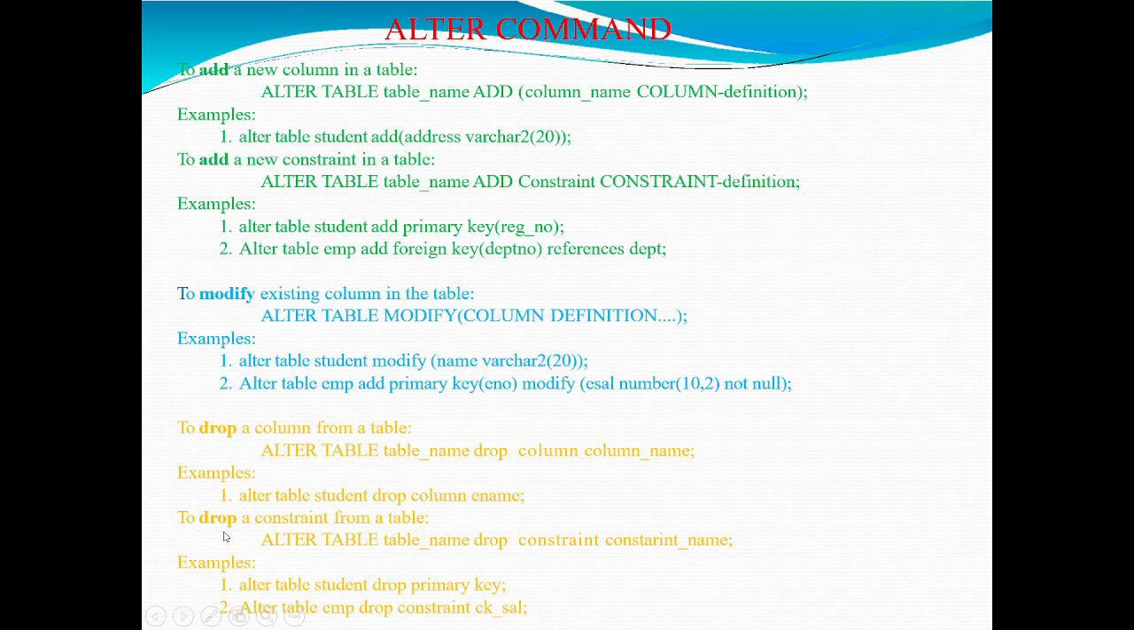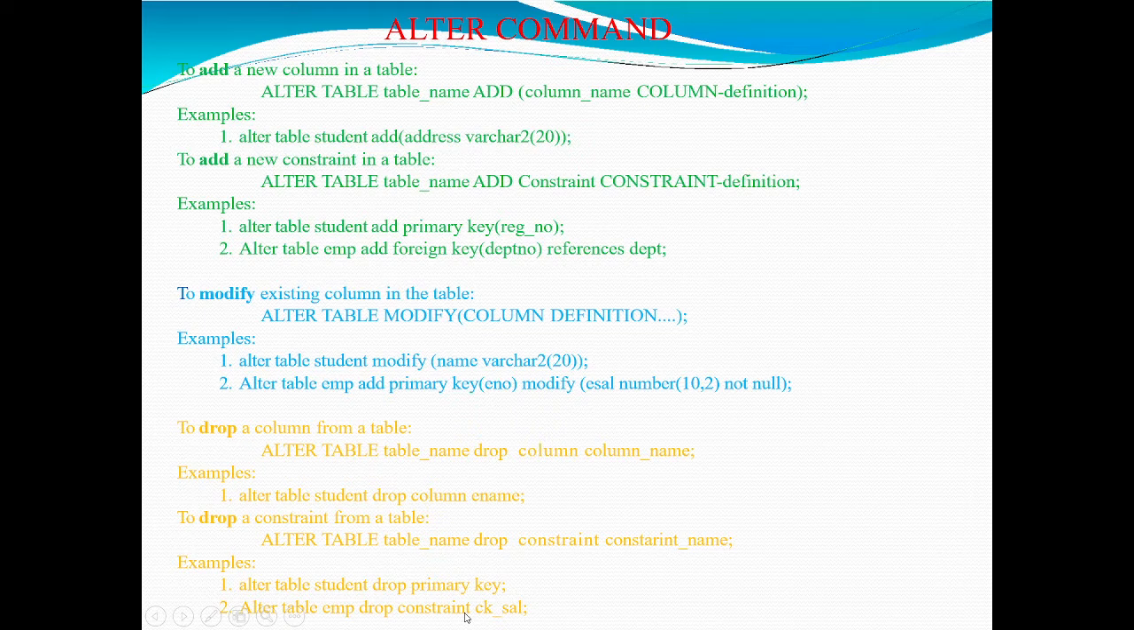Now let us move to dropping a constraint from a table. So the syntax goes like this: alter table, table name, drop. There should be a keyword called constraint and the constraint name. So look at the example, alter table. I have specified the table name student and I am dropping the constraint called primary key. And in the EMP table, I am dropping the constraint called ck_sal. Check sal is the name of the constraint, and I have used the keyword constraint.